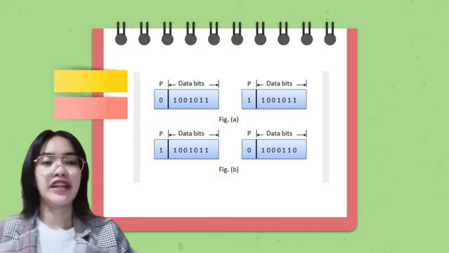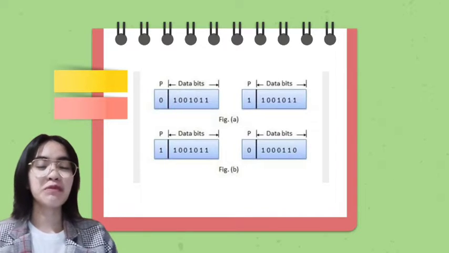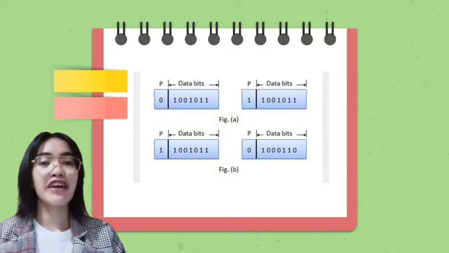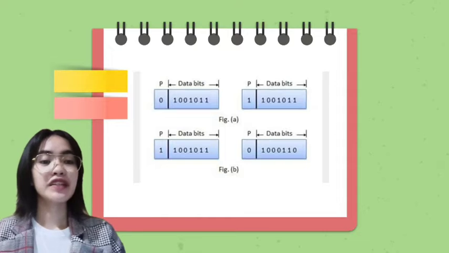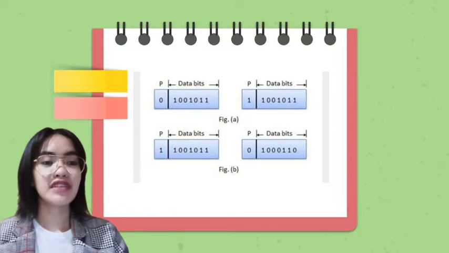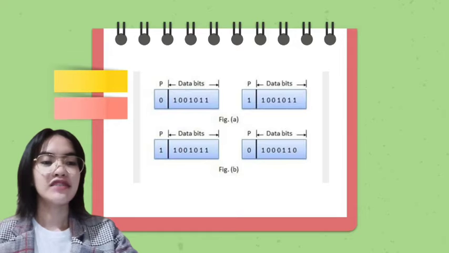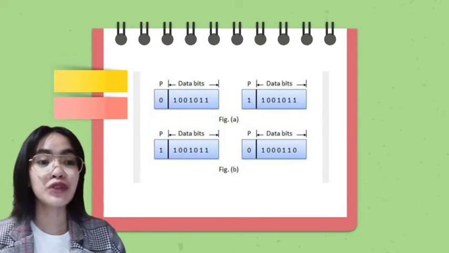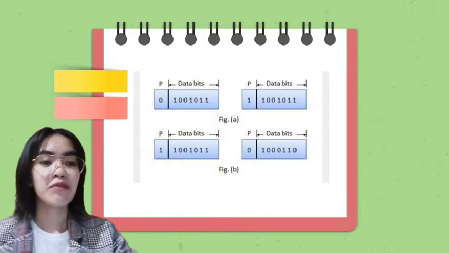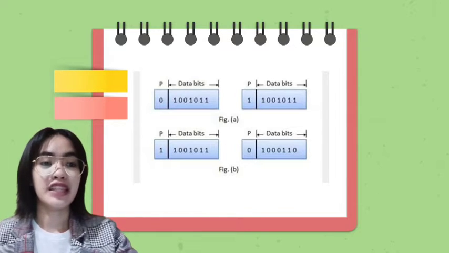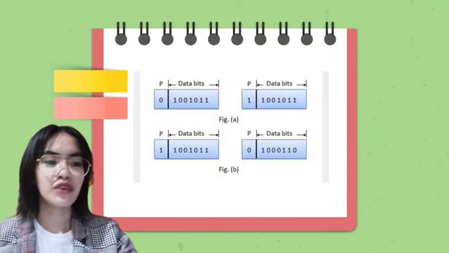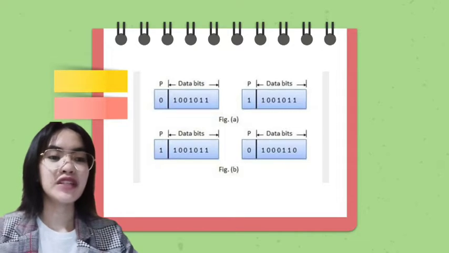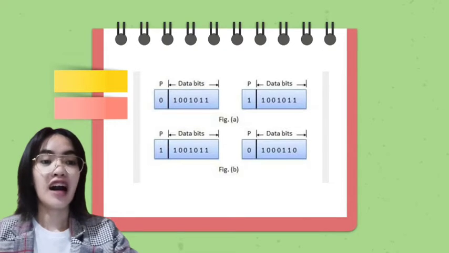So we have here another image. So we're going to determine if the parity bit is odd or even. We have here on the left upper portion, the parity bit is 0, and we have the 7 data bits, the 1, 0, 0, 1, 0, 1, 1. Since our parity bit is 0, we're going to count the number of 0s in the 7 data bits. So we have here 1, 2, 3. So we have 3 zeros in 7 data bits, which means this is odd parity.